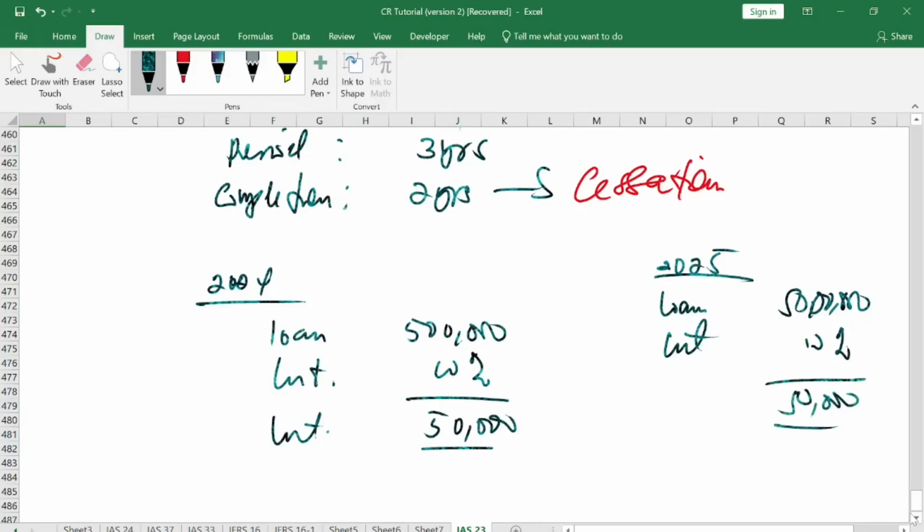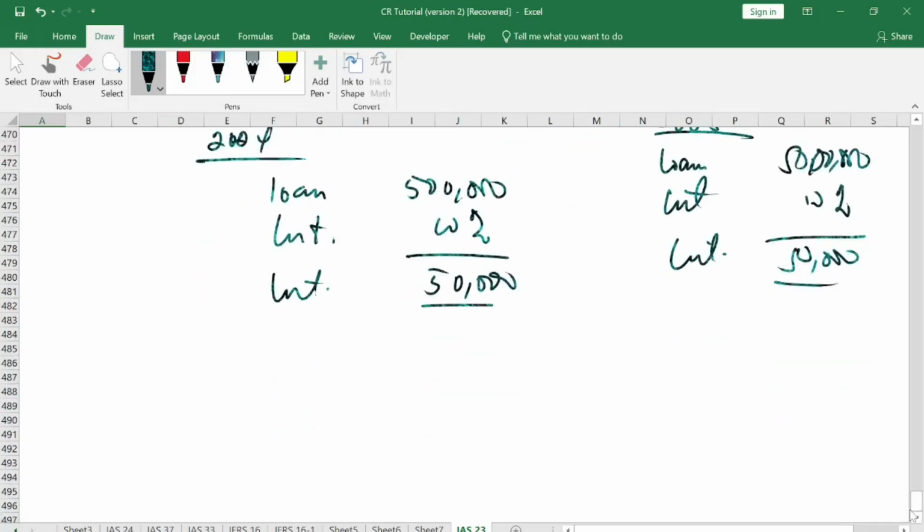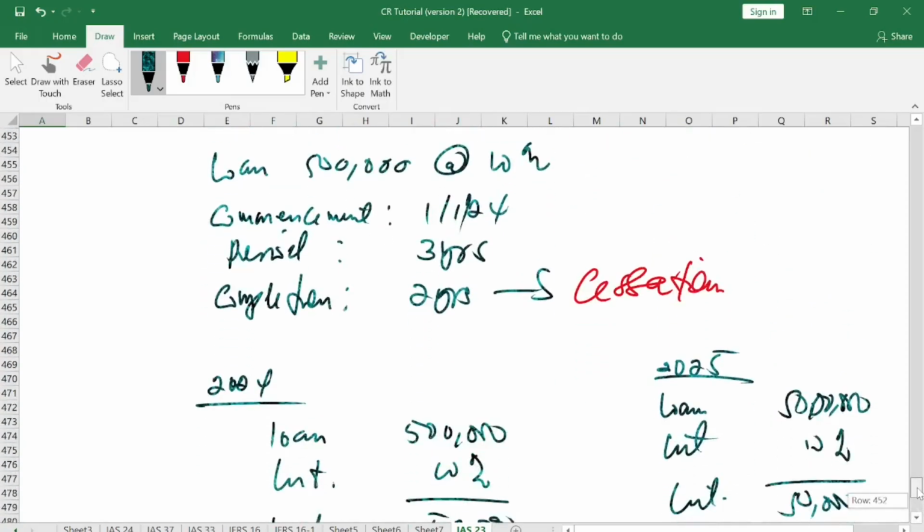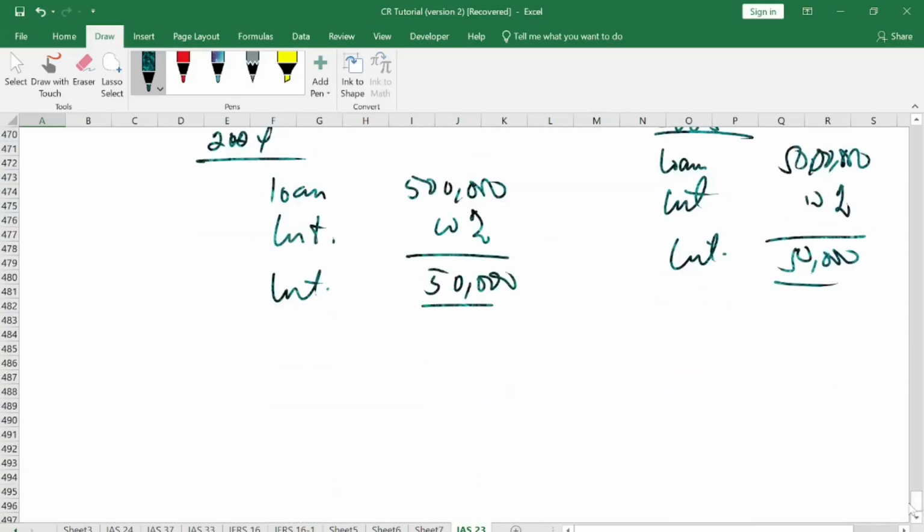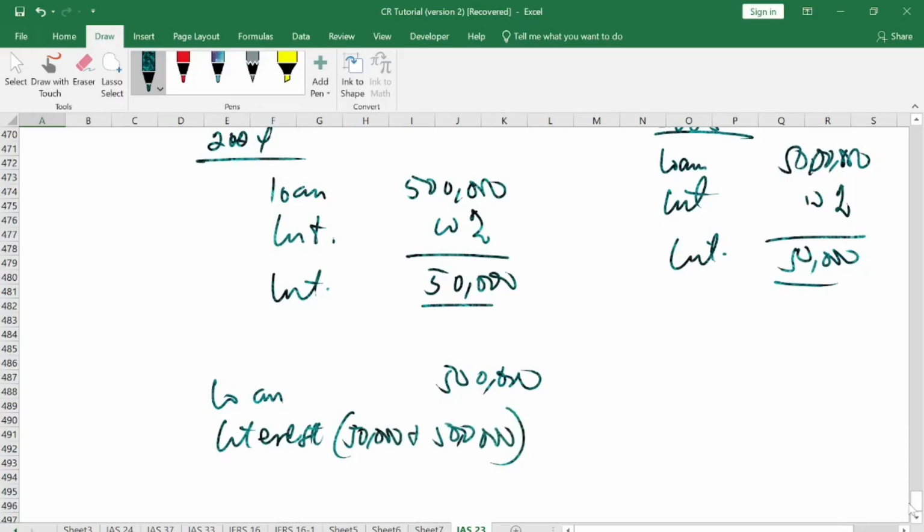50,000 as the loan interest. So you realize that they said the asset's completion period is 2 years. So we've done 1 year, 2 years on the calculation. Our loan will be 500,000, and the total interest to be capitalized will be how much? It will be 50,000 plus 50,000, which will give you 100,000. So we've capitalized the interest.